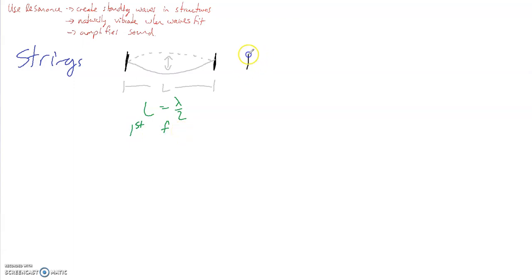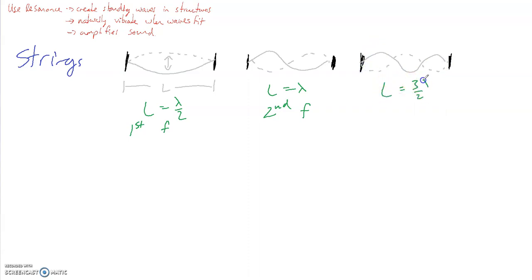Then what they did is they vibrated it quicker. It was the same length, but now you had something that looks like this bobbing back and forth, and now the length is equal to the wavelength, and this would be the second frequency that's possible. Then they went even more. They had it vibrating even faster, and it looked something like this, and now the length is 1.5 waves, and this would be the third frequency possible.